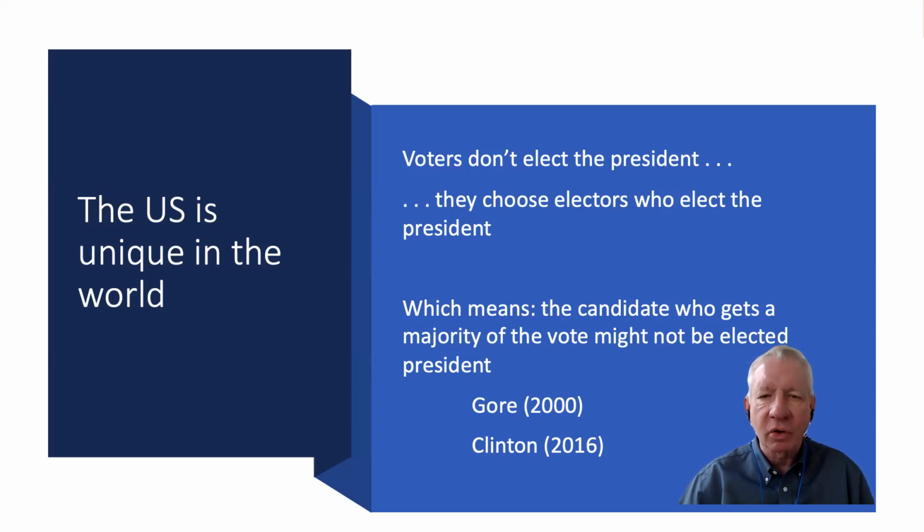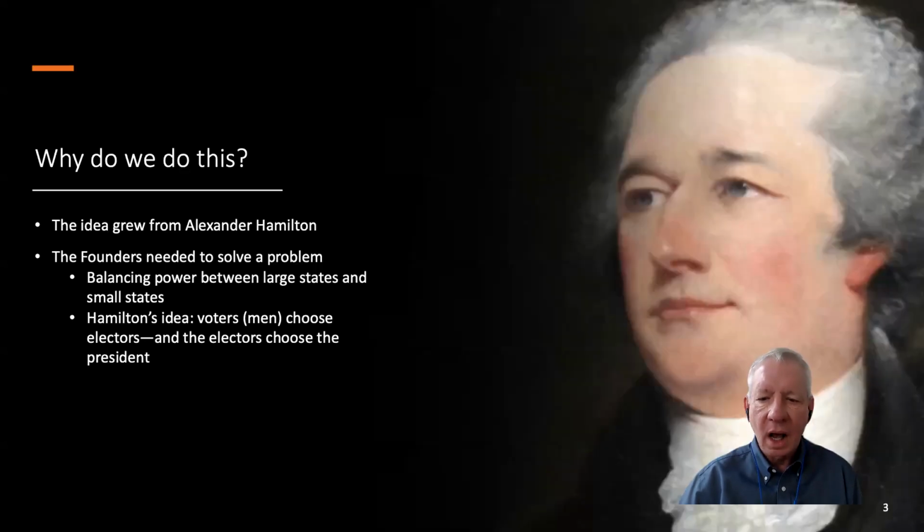That happened with Al Gore in 2000, happened to Hillary Clinton in 2016. In both cases, they actually got more votes than their opponents, but their opponents got more electoral votes, which made them president of the United States. How is it that we created this, and why do we do this sort of thing?